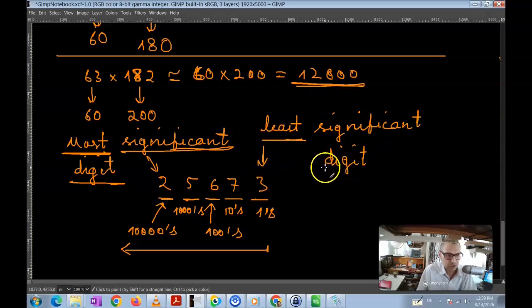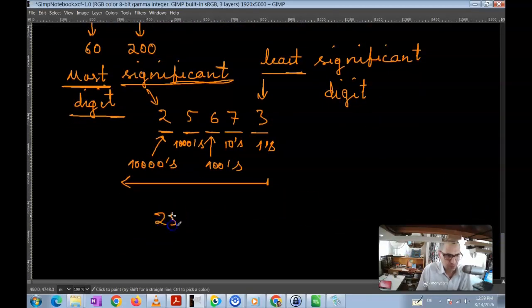Okay. Now, of course, there are some rules over here, meaning that on the right hand side of the number, if you have, for example, 2536700, then of course these 3 digits are not counted as the least significant digit. They are simply placeholders in the number. So the least significant digit in this number would be this digit, which is in this case not on the far right side of the number.